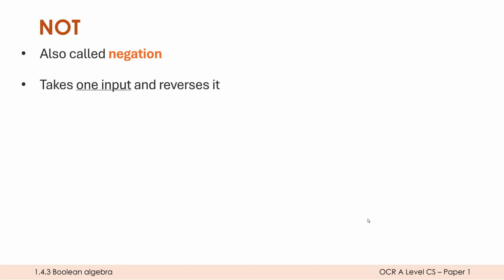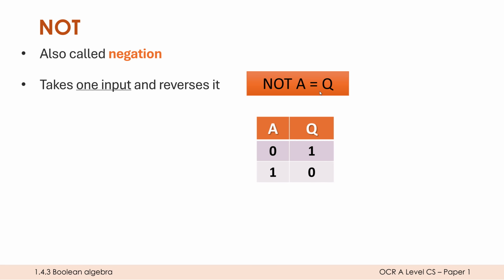So we've got four fundamental Boolean operators to understand. Not is our simplest, it's also called negation. So not will take in one input and reverse it. So here is a simple Boolean expression, not A is equal to Q. Well, what are the possible values of A?